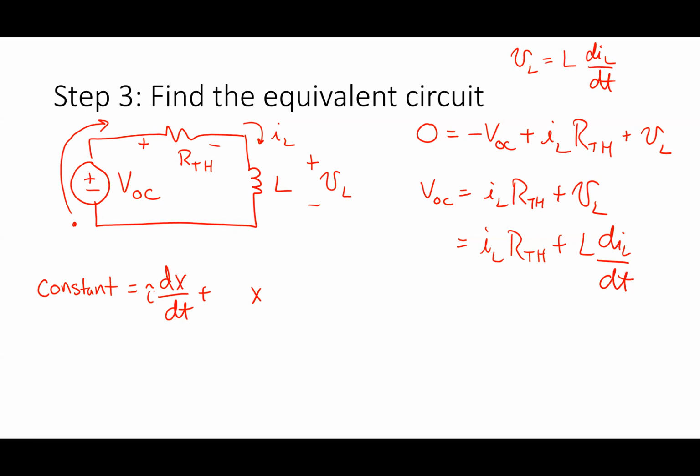All right. So in other words, what I want to do is divide both sides by the resistance, right? That'll get it into this form. So I have VOC divided by RTH equals IL plus L over RTH times dIL by dt. Like that. Okay. So what's the time constant? Tau. L over R. So tau is L over RTH.